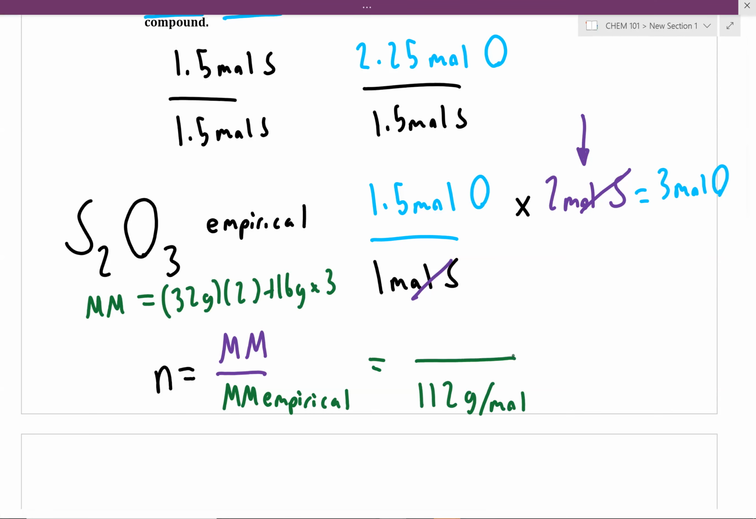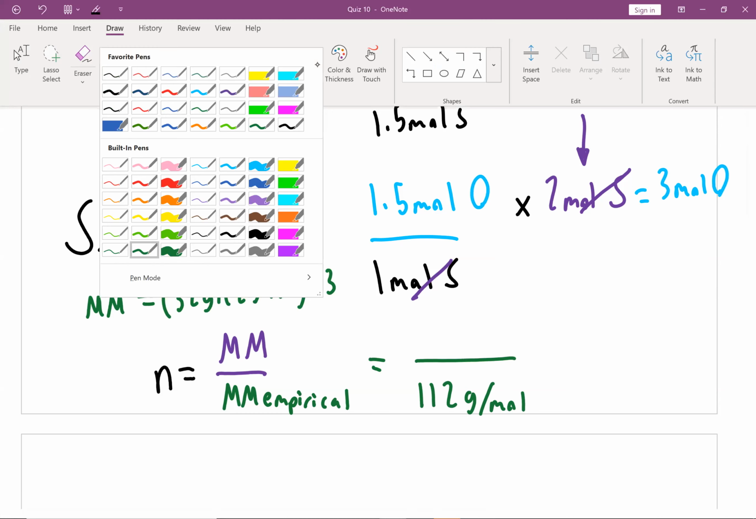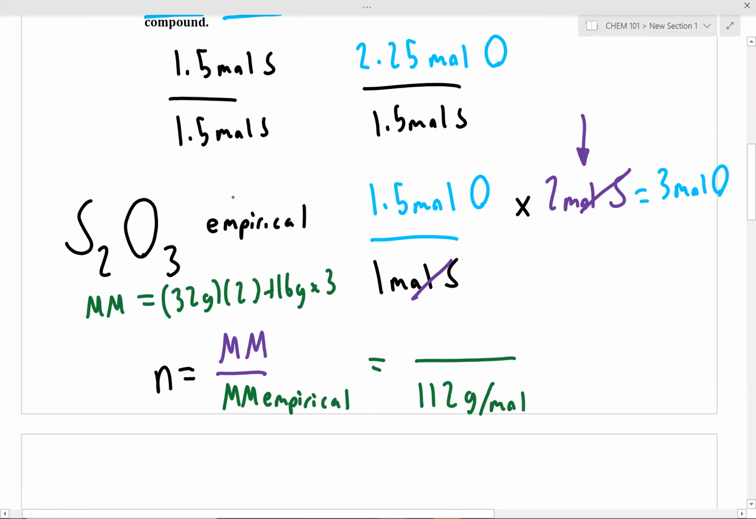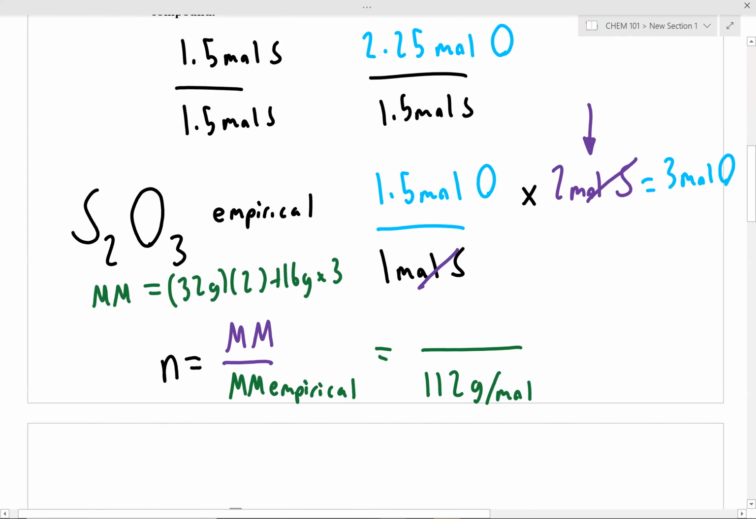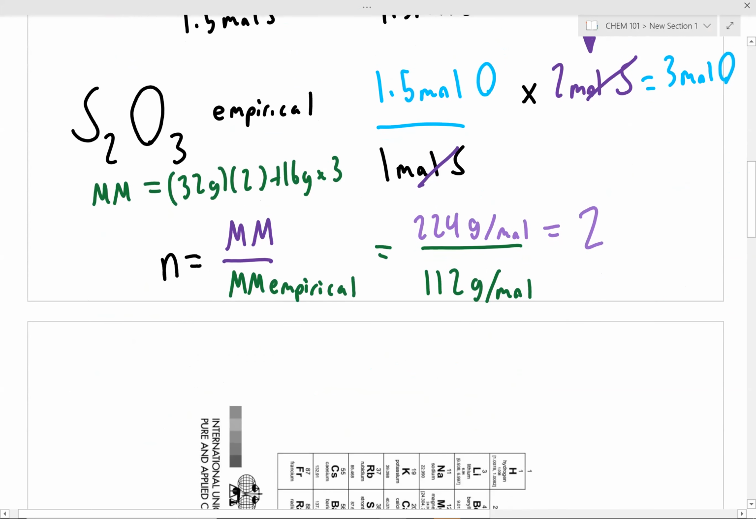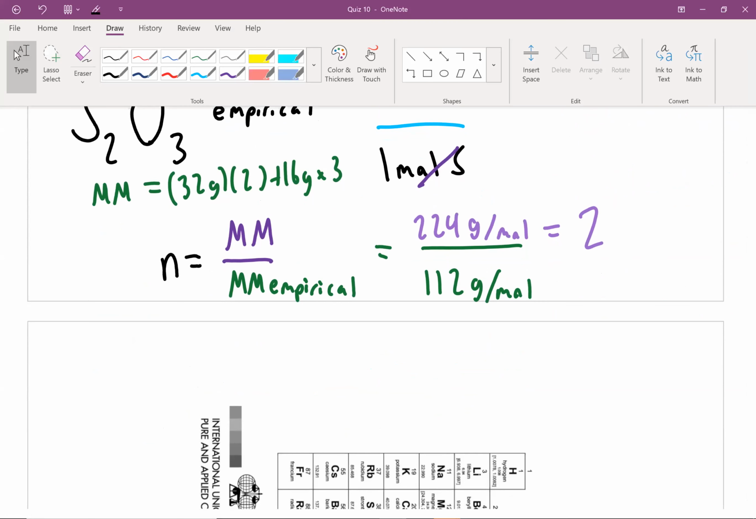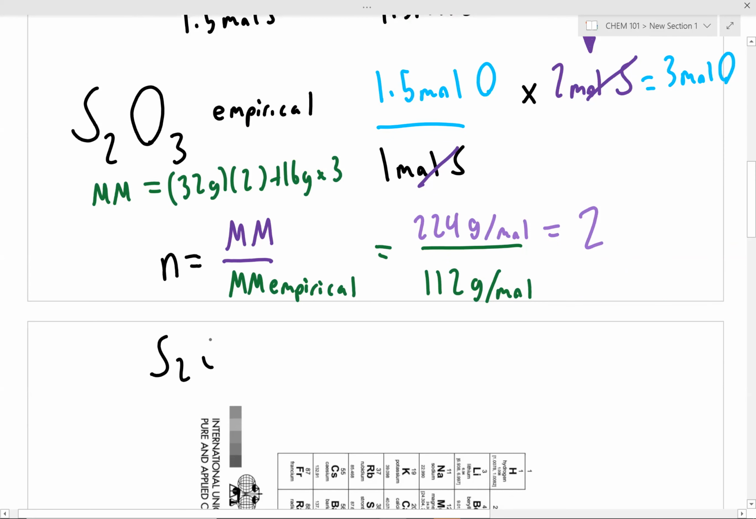Now, where do we get our molecular molar mass? Are we given the molecular molar mass in the problem? Yes. So we know it's 224. So then that gives us a calculated N value of 2. So what do we do with this N value? How many of these S2O3 units am I going to write? So I have 1 written. If N is 2, how many of these S2O3 units am I going to write?